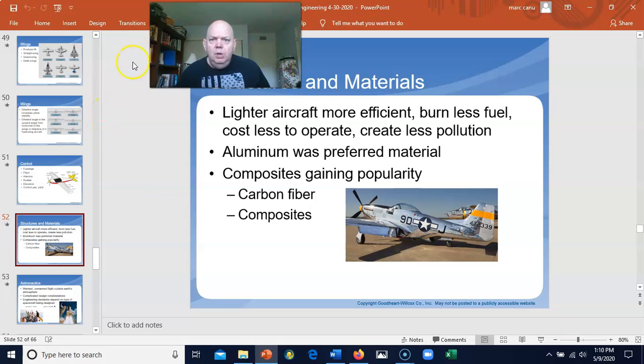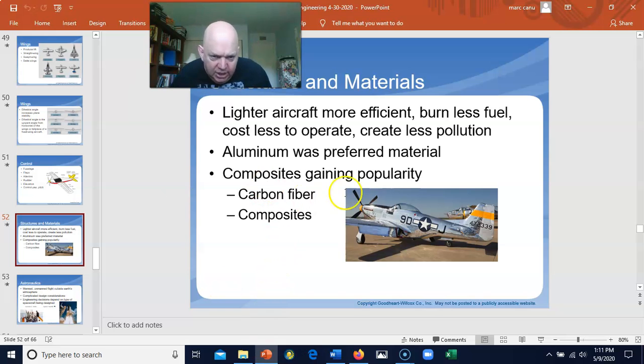All right. So when we look at structures and materials, the lighter aircraft are more efficient, which is true. They burn less fuel. They cost less to operate. Okay. Fuel, maintenance. They also create less pollution because you don't need such a heavy engine to put out that much thrust. Now, at that point, aluminum was the preferred material.